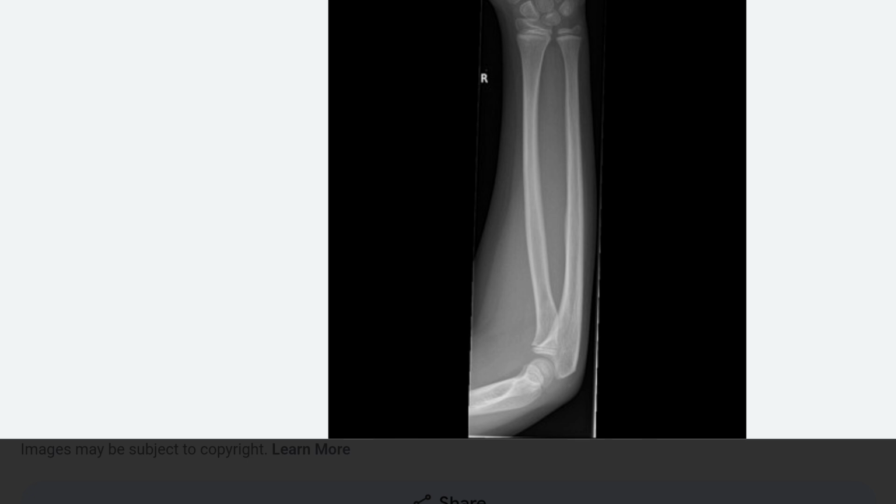There is displaced transverse fracture at the junction of distal and middle third of radius with dislocated ulnar head dorsally. The distal fragment is translated volarly with proximal migration and there is dorsal angulation at fracture. The wrist and elbow are unremarkable. What is your diagnosis? This is a typical Galeazzi fracture dislocation.